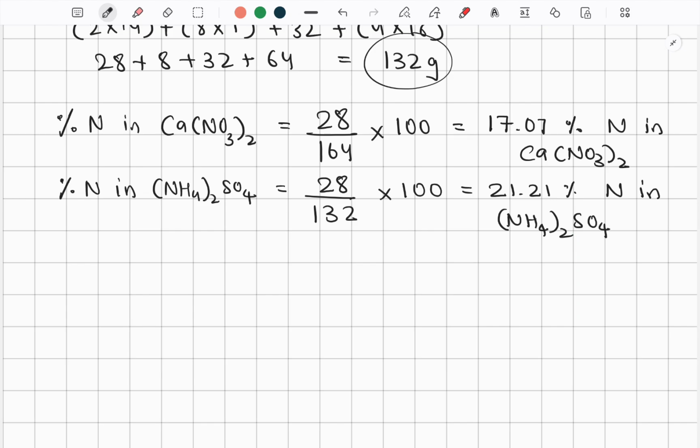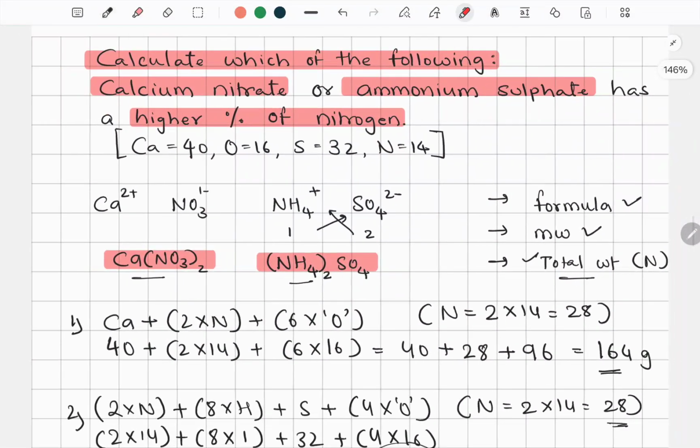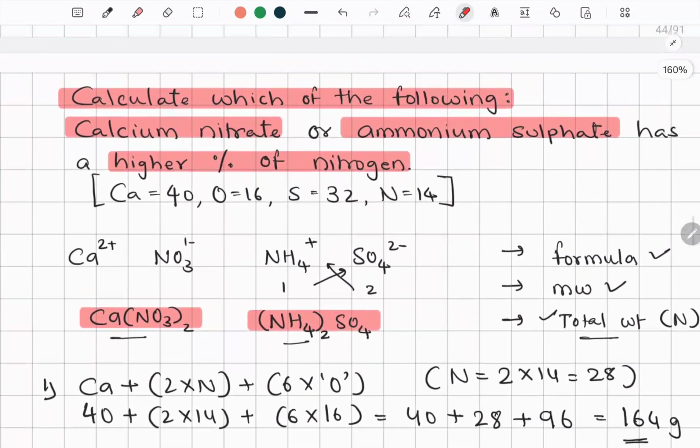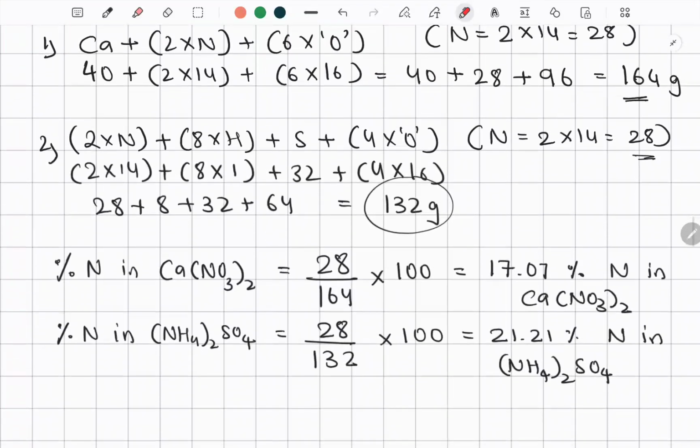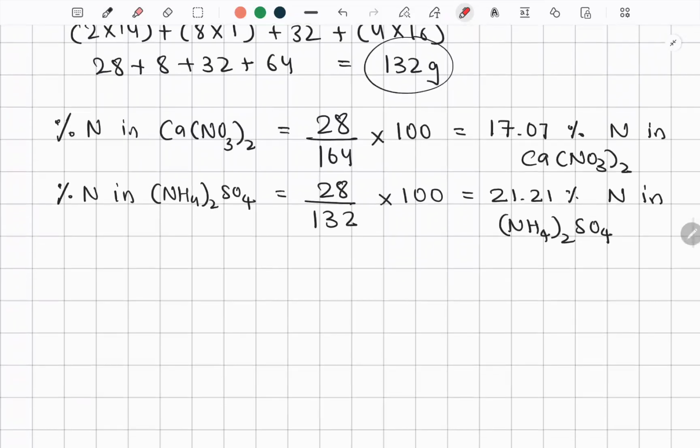Hence ammonium sulfate has a higher concentration of nitrogen than calcium nitrate. So this is how we solve this type of question. This question was very simple. There was just this little trick, that we have to calculate the percentage of nitrogen in both and then compare. So definitely 17.07% is lesser than 21.21%. So the percentage of nitrogen is higher in the ammonium sulfate and not in the calcium nitrate.